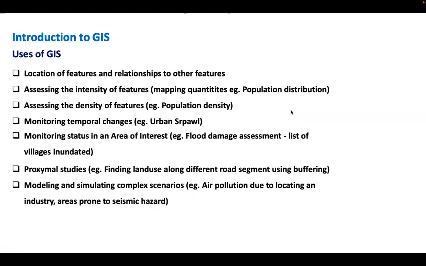So what are the uses of GIS? GIS is used for locating features in relationship to each other, assessing the intensity of features, mapping quantities like population distribution, distribution of services, assessing the density of features like population density, monitoring temporal change like urban sprawl, monitoring status in an area of interest like flood damage assessment and lists of villages inundated, proximity studies like finding land use along different road segments using buffering, and modeling and simulating complex scenarios like air pollution due to locating an industry or areas prone to seismic hazards.